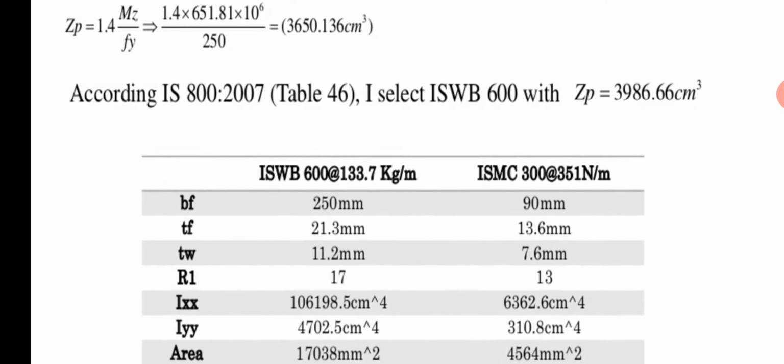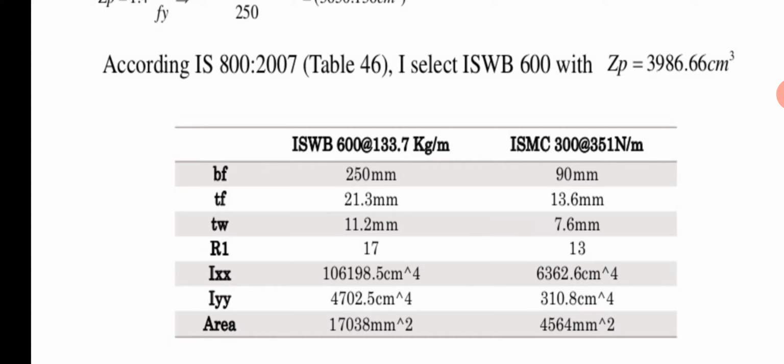So our ISMB 600 properties are taken according to the steel table. You can see here BF, TF, TW, R1, IXX, IYY and area. Additionally we provide channel. So select ISMC 300 at 351 Newton per meter. According to that, the steel properties of ISMC are TF, BF, TW, R1, IXX, IYY and area. So these steel properties are listed according to the steel table.